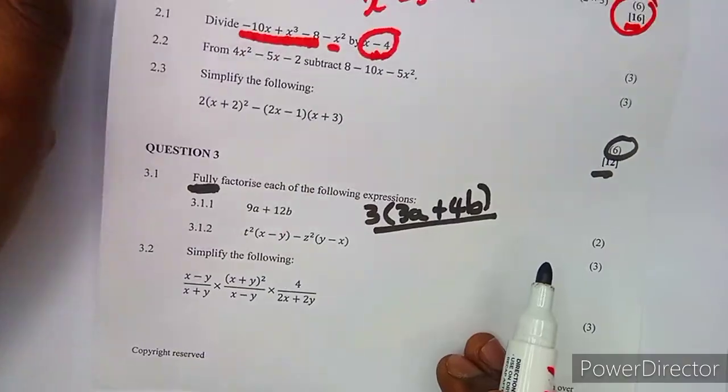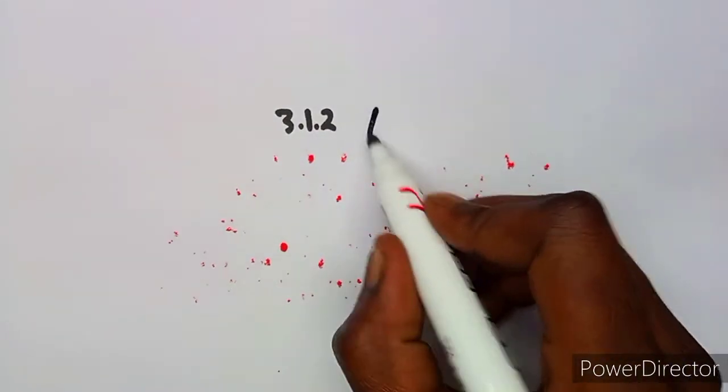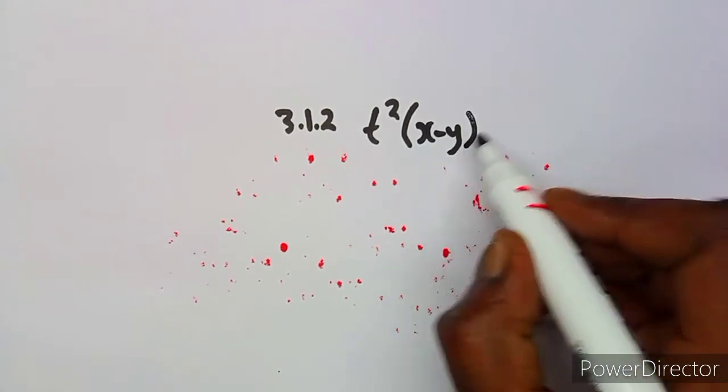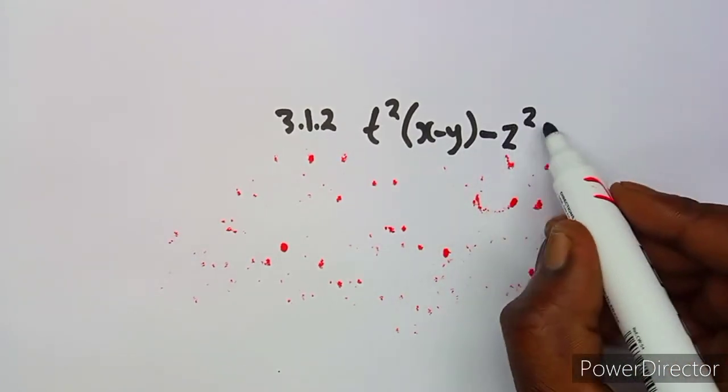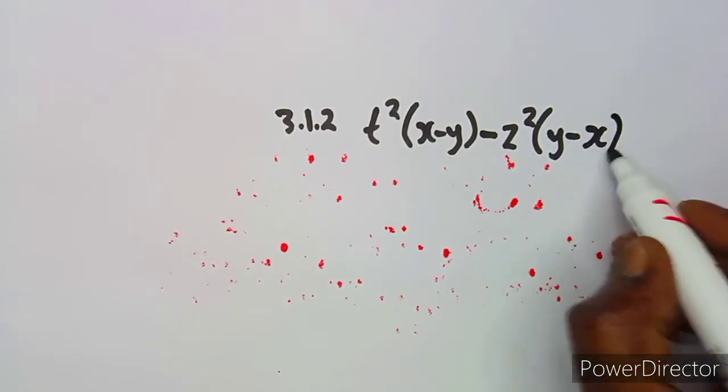What about the second item, which is 3.12? That's t squared into x minus y, like this, minus z squared into y minus x. Take note, guys, of this part.